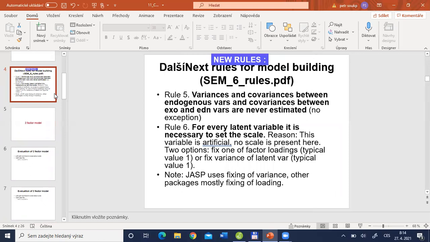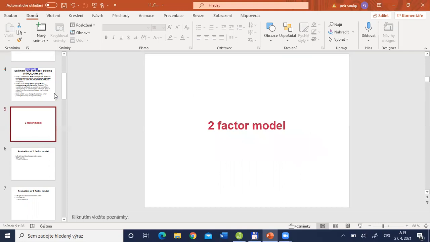And these rules should be applied to all CFA models to avoid problems. Fortunately, I must say that most software packages, including JASP, are so clever that they usually apply these rules automatically, but some software packages maybe do not recognize all these rules automatically, so you should be familiar with these rules. Okay, so that was a brief recap of how to build up a confirmatory factor model.